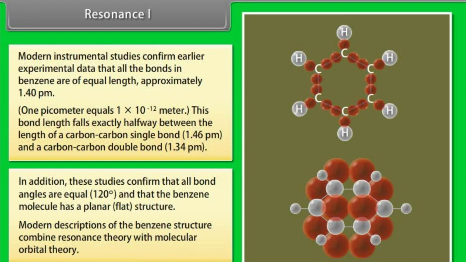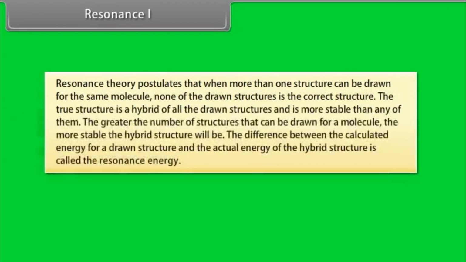Modern descriptions of the benzene structure combine resonance theory with molecular orbital theory. Resonance theory postulates that when more than one structure can be drawn from the same molecule, none of the drawn structures is the correct structure. The true structure is a hybrid of all the drawn structures and is more stable than any of them. The greater the number of structures that can be drawn from a molecule, the more stable the hybrid structure will be.